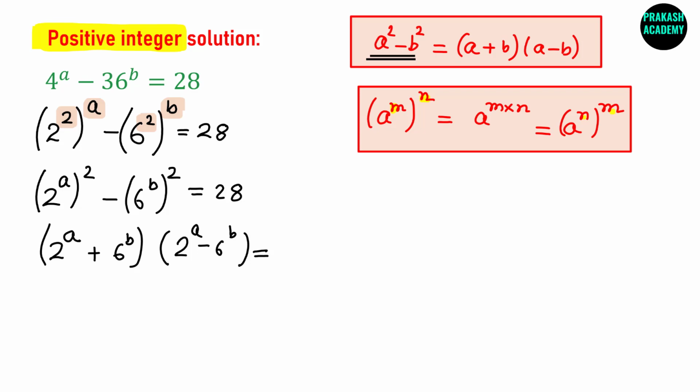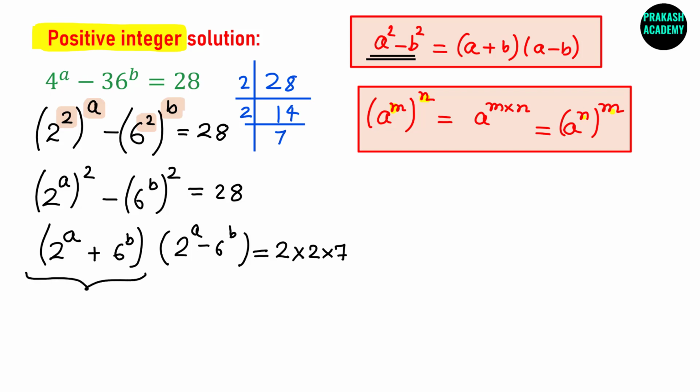Now what are the factors of 28? If you factorize 28, you will have 2 times 14, and then 2 times 7. So 28 can be written as 2 into 2 into 7. Now I have on the left hand side one number and another number, so the product of the two numbers is 28. How many ways is this possible? The factors are 2 into 2 into 7.